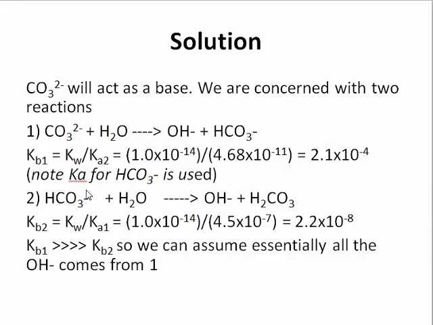We might then consider an additional hydroxide contribution. Bicarbonate and water react to produce hydroxide and carbonic acid. However, Kb for this is Kw divided by Ka1, Ka for the conjugate acid. And this produces 2.2 times 10 to the negative 8. Right, Kb1 we note is much larger than Kb2, so we can assume essentially all the hydroxide comes from the first reaction.